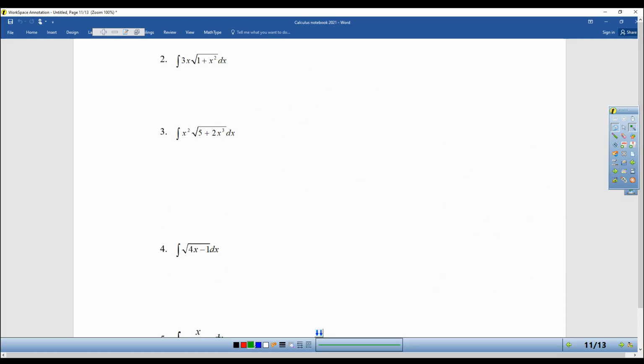Okay, let's do another one together. So the complicated thing is this 1 plus x squared. Be really careful that you don't let the complicated thing be the square root of 1 plus x squared. It's just the inside of the complicated thing. So my du dx is going to be 2x, which you're going to always want to rewrite as du is equal to 2x dx.